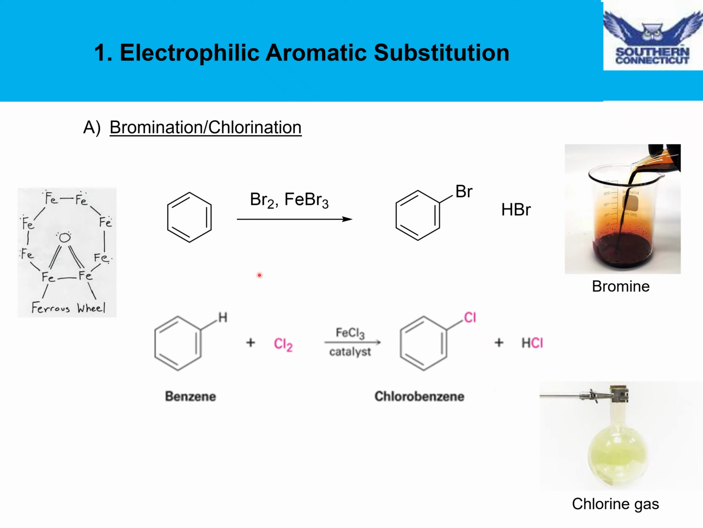We'll start with bromination, which is when we use bromine and usually an iron catalyst like iron tribromide to replace a hydrogen on an aromatic compound like benzene with a bromine. Now note that this reaction can actually be done without the catalyst if you have a reactive enough aromatic ring. Another example would be chlorination, where we use Cl2 and iron trichloride as a catalyst, and we replace a hydrogen on an aromatic ring with a chlorine.